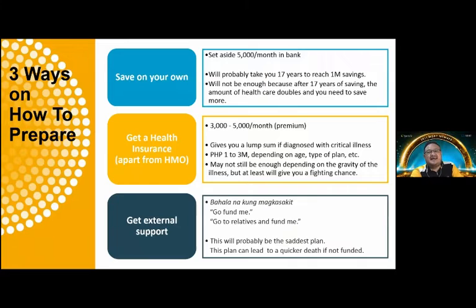Okay? So, the last one, which is the pinaka-nakakawawa, get external support. So, bahala na kung magkasakit. GoFundMe na lang. Okay? So, mag-ano na lang ako sa Facebook ng please donate, ganyan. So, this will probably be the saddest plan, no? Because this plan can lead to a quicker death if not funded. So, yun. So, pwede nyo sabihin, bahala na si Batman.